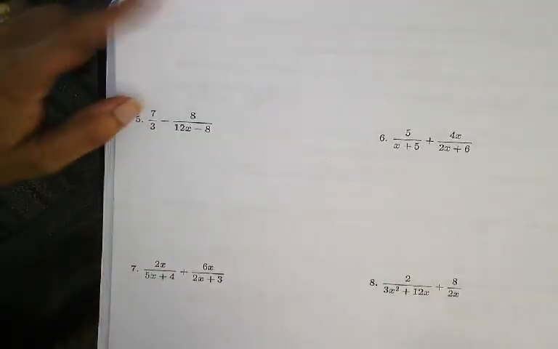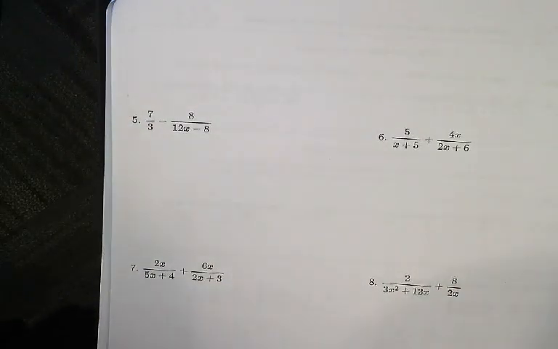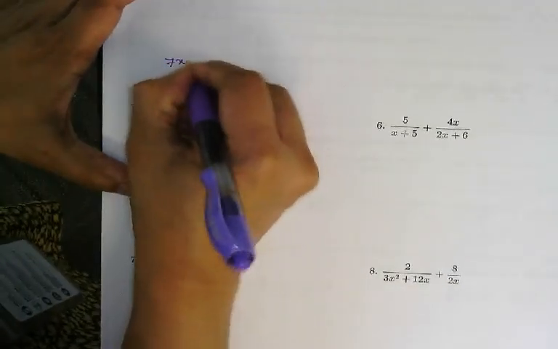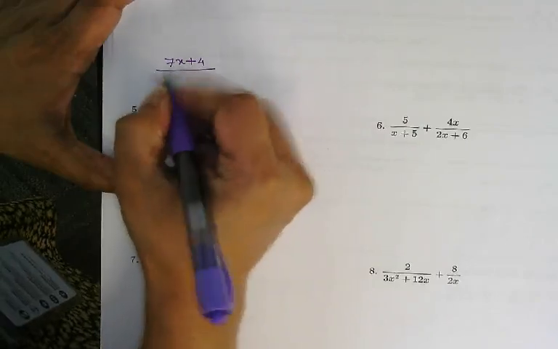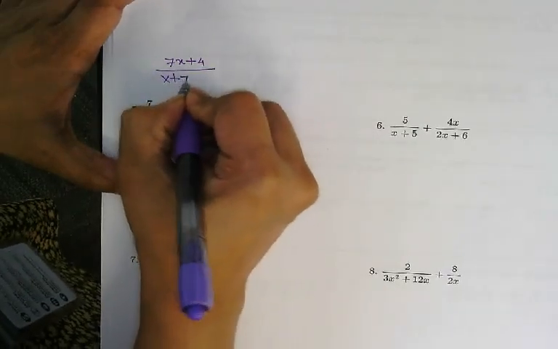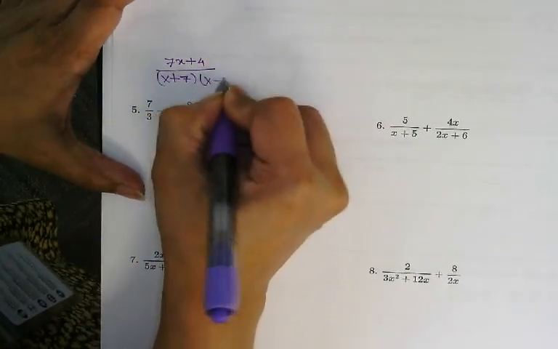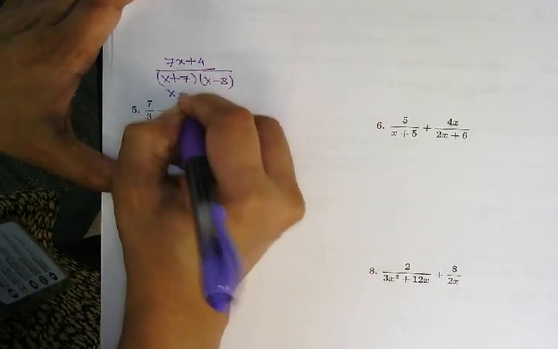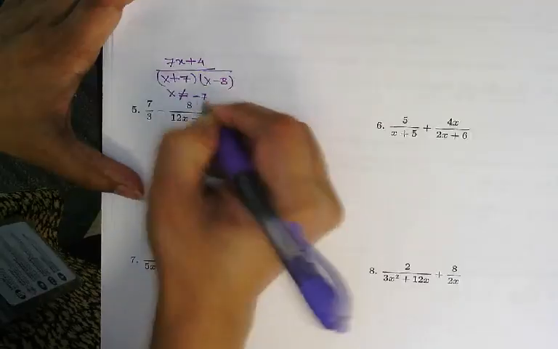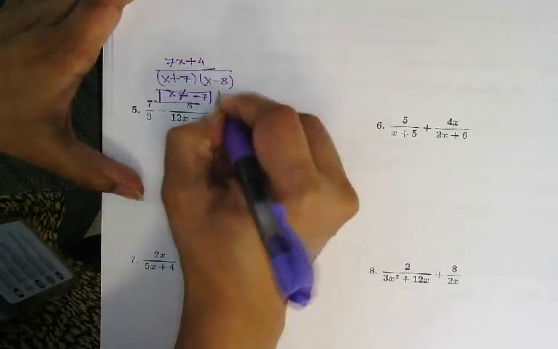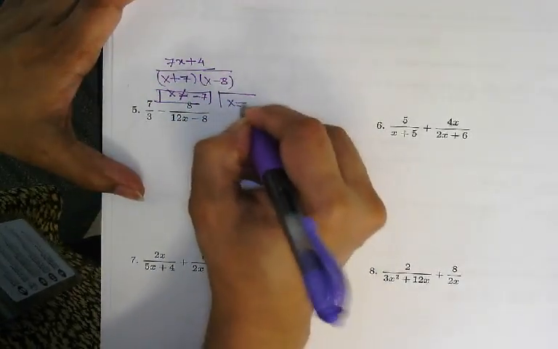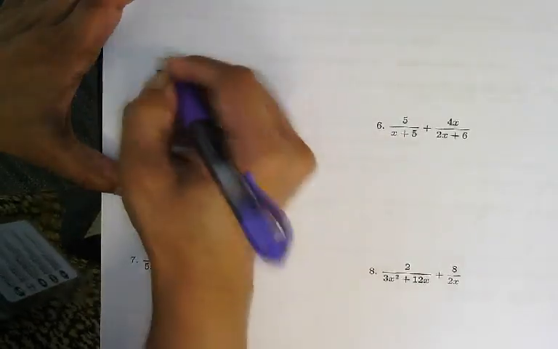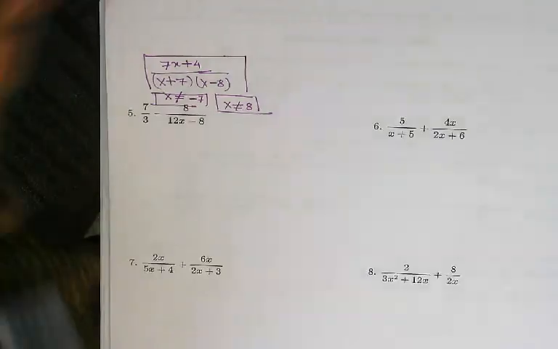Let me give you the answer for number 3. It should be 7x plus 4 over x plus 7, x minus 8. And the restrictions will be x is not equal to negative 7 and x is not equal to 8. So that's your answer, and those are going to be your restrictions.